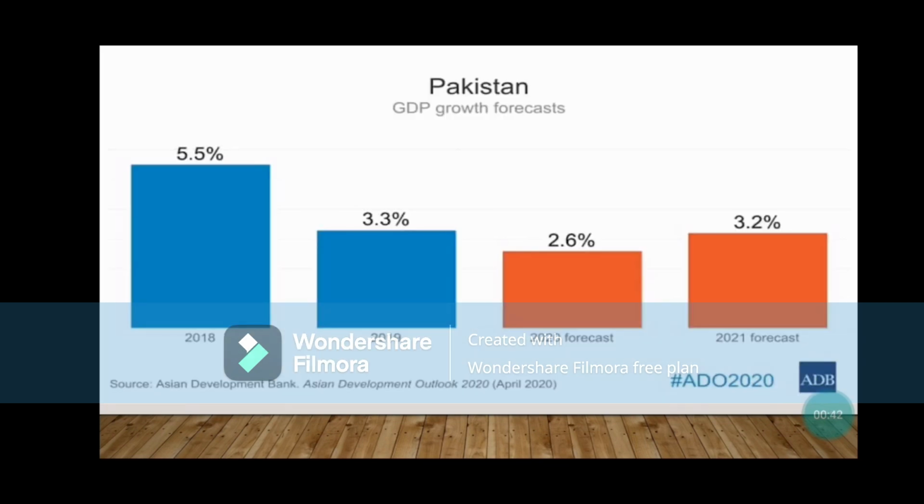Let's have a look at this picture. It shows the reading in 2018. In Pakistan, GDP growth rate was 5.5%. It decreased in 2019 when the pandemic started to about 3.3%. In the 2020 forecast, it shows 2.6% GDP growth rate. In 2021, it increased a little bit when the economy was establishing again to 3.2%.